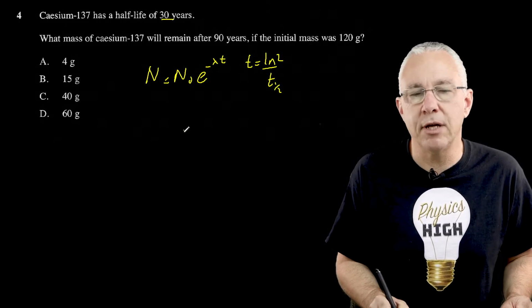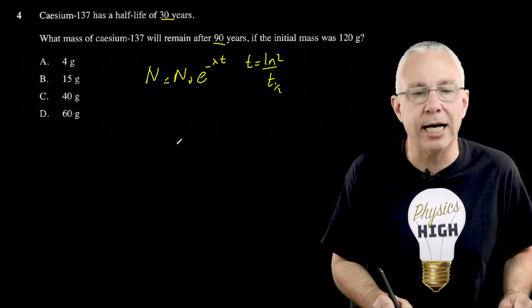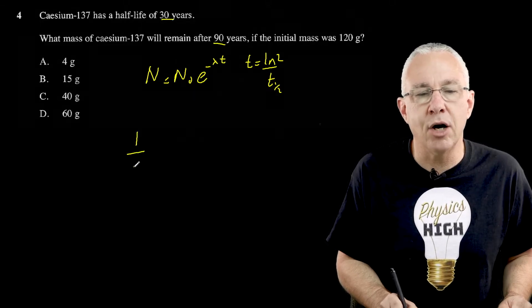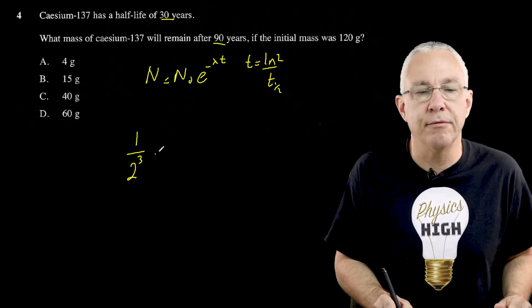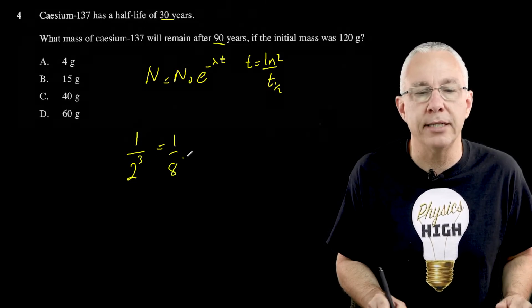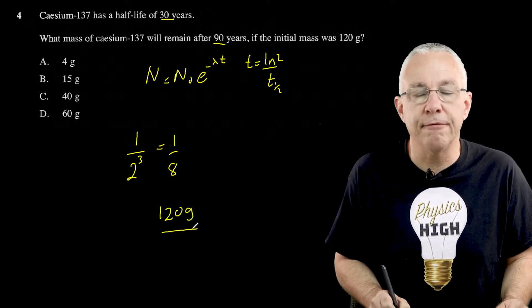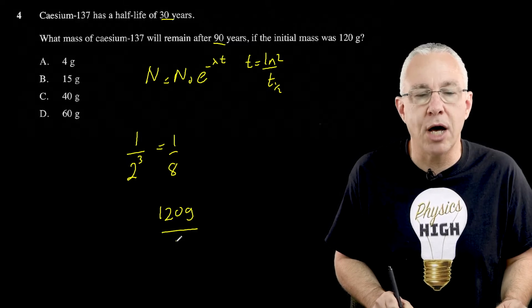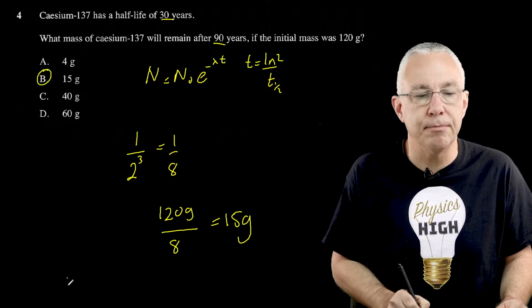We're told that the half-life is 30 years. We have 90 years transpiring, so we have 3 half-lives transpiring. And so the fraction that's remaining is 1 over 2, but of course this happens 3 times, so to the power of 3, which is of course 1 over 8. Therefore, if our initial mass was 120 grams, our final mass, after the 3 half-lives have transpired, is 120 grams over 8, which gives me 15 grams. And so our answer is B.